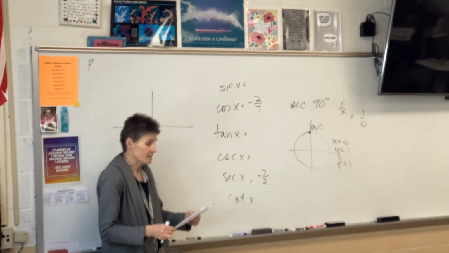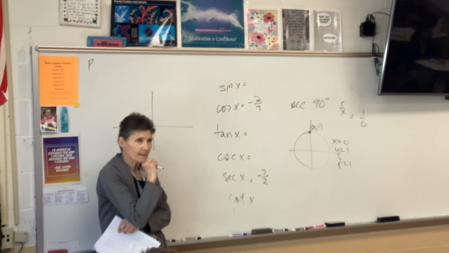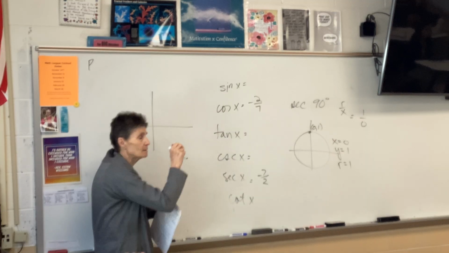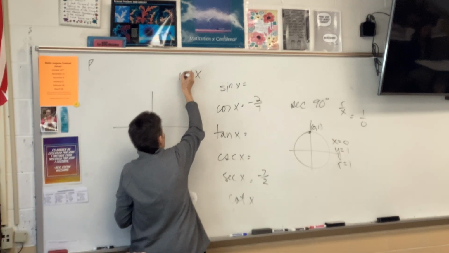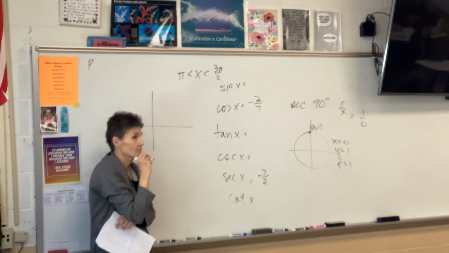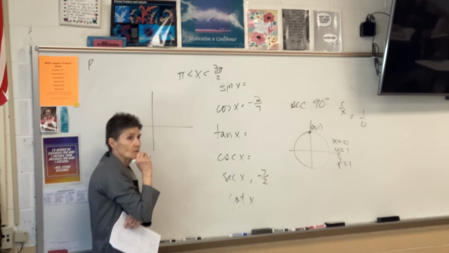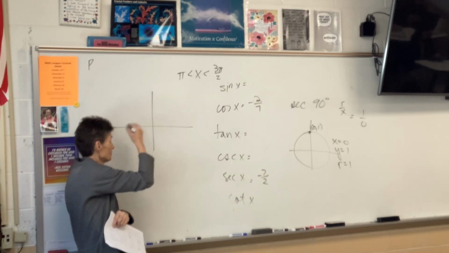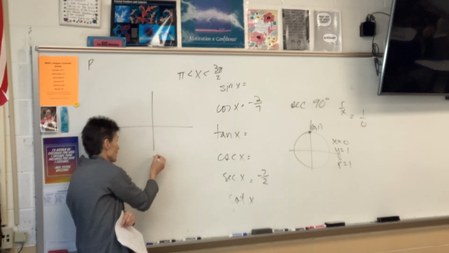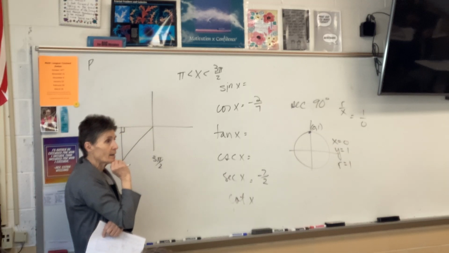What do I know about it? I know its cosine is negative. Look carefully at the whole problem. What else do you know about it? It's between pi and 3 pi over 2. What does that mean? Where is pi? Pi's over here, right? Where's 3 pi over 2? Down here. So if I'm between, aren't I in quadrant 3? Isn't that what I'm told?